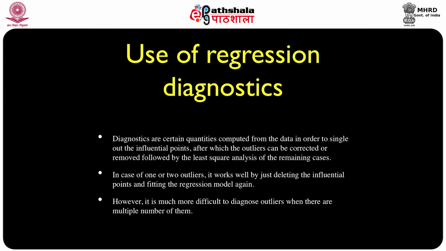Now let us look at the uses of regression diagnostics. Diagnostics are certain quantities computed from the data we have at hand in order to single out the influential points, after which the outliers can be corrected or removed, followed by the least squares analysis of the remaining cases. In case of one or two outliers, it works well to just delete the influential points and fit the regression model again. However, if there are multiple outliers present in a dataset, then this method is not going to work.